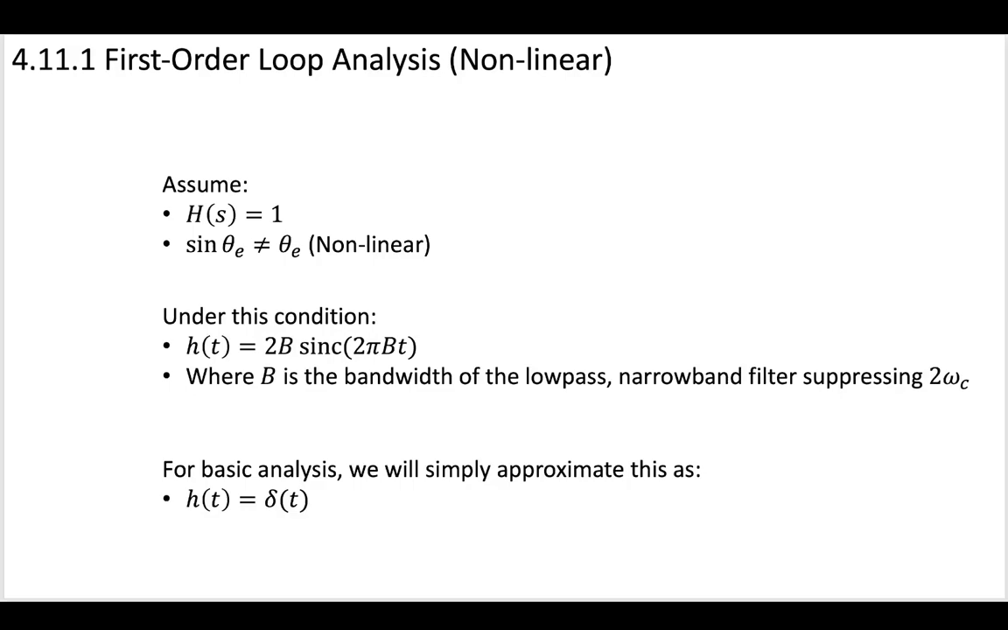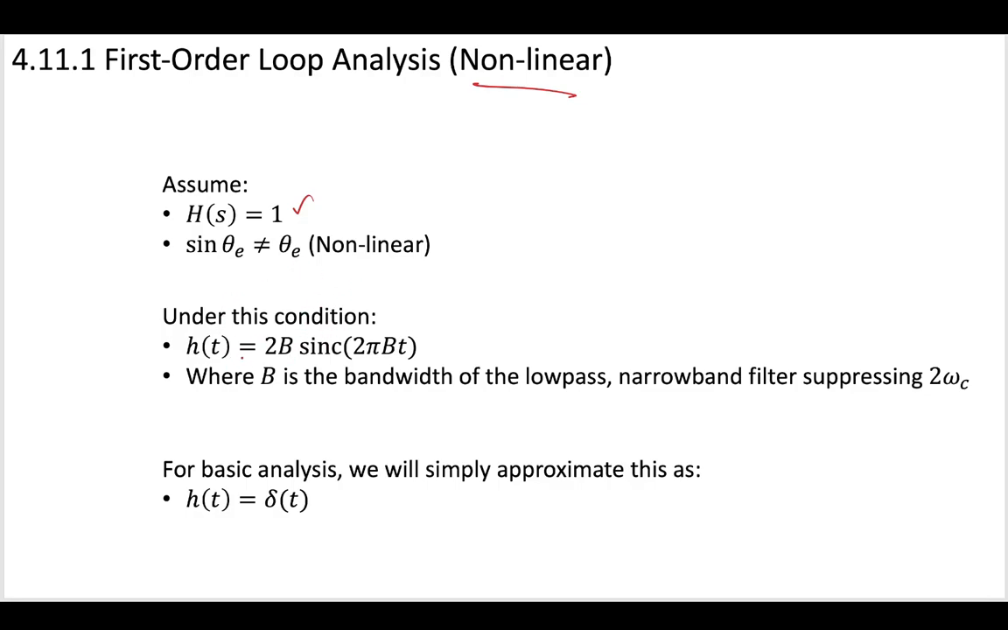So previously, we were using the small angle, small error analysis method, and we were assuming that everything was going to be linear. But what if it wasn't linear? What if we were dealing with a nonlinear case? Let's see if we can, for a very basic case, take that loop filter function back down to being equal to 1 for its transfer function. Let's see what happens if we do some nonlinear analysis.